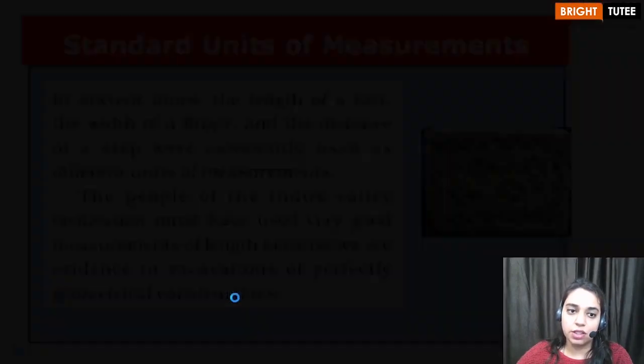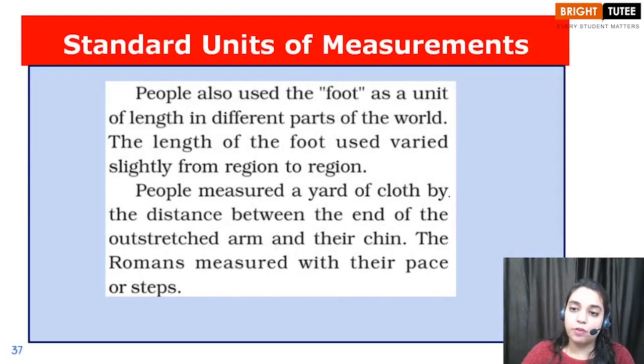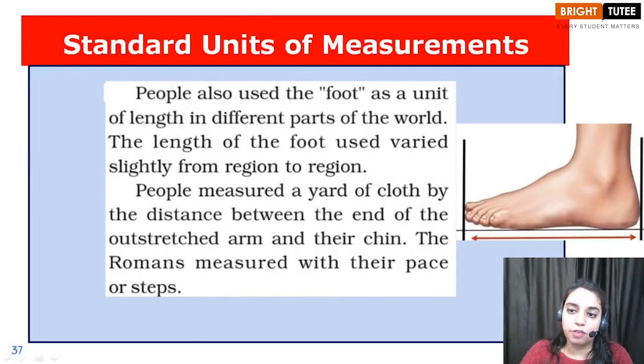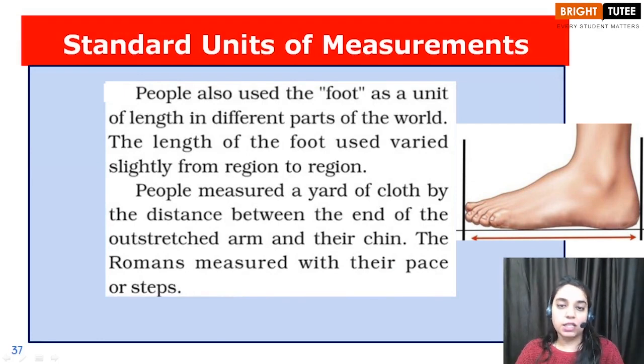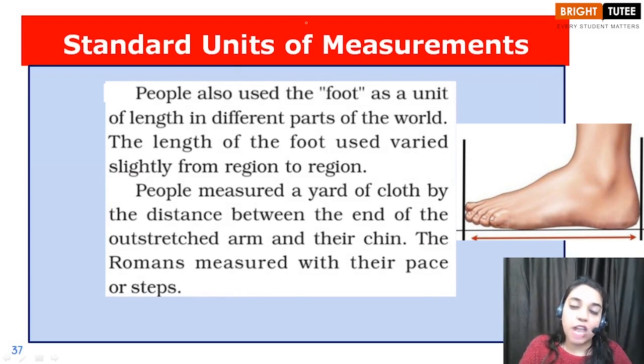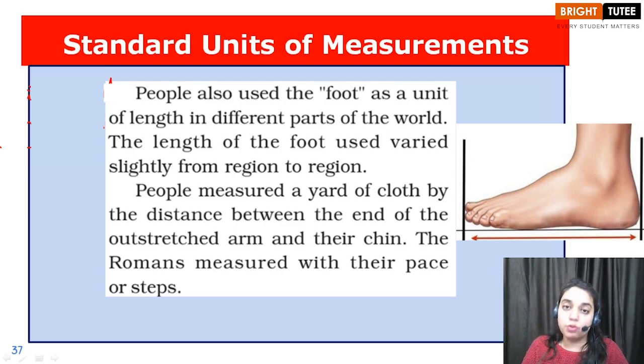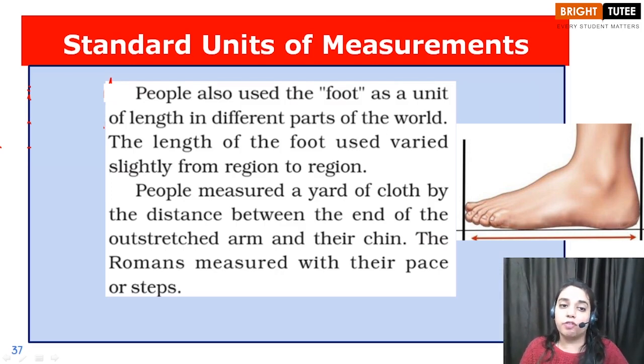Right children? Let's move ahead. People often used a foot as the unit of measurement. And how did they use the foot? They outstretched an arm and measured from the tip of the middle finger to their chin. This is what they considered a foot to be. So the foot was used, but it was again not a standard unit of measurement. It varied in different parts of the world.